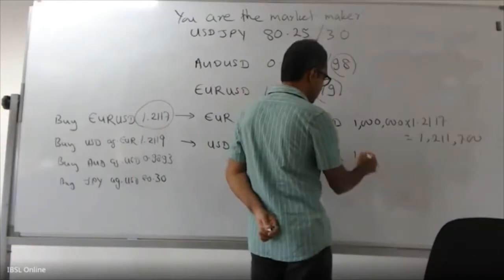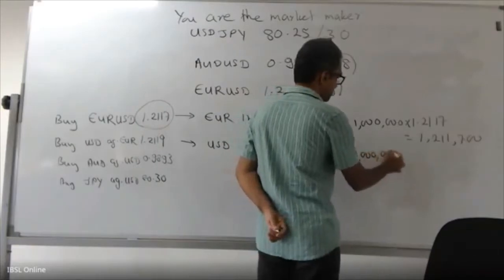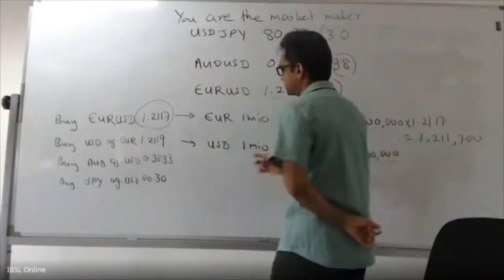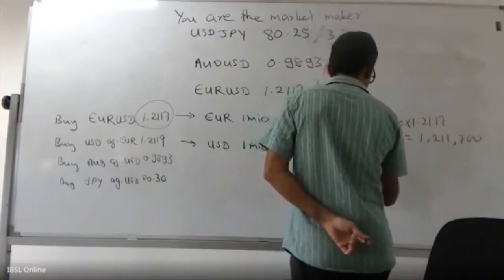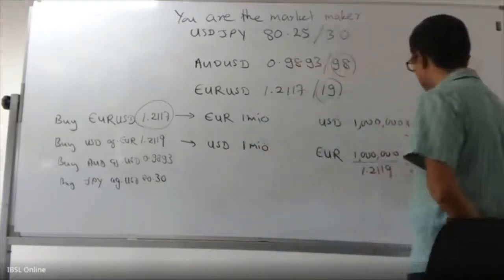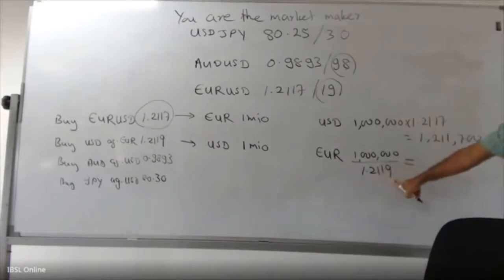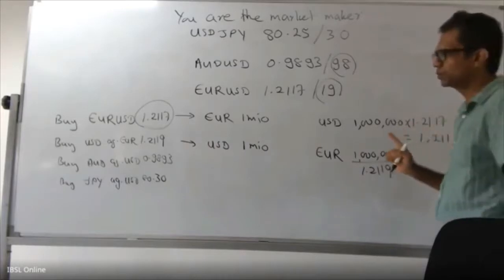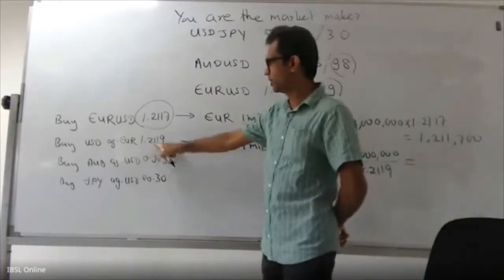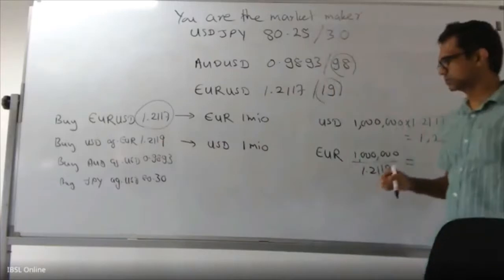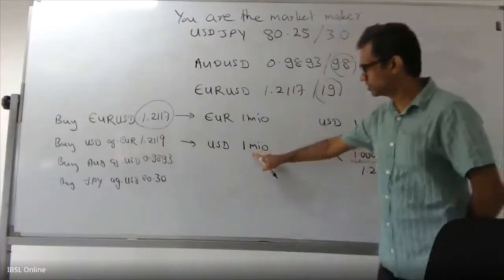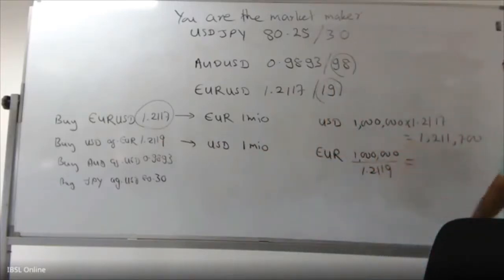How do you get that? 1 million divided by the cross rate. It is 1 million divided by the exchange rate 1.2119, because per euro you have 1.2119 dollars. So therefore, to convert the dollar amount into euro, you have to divide.